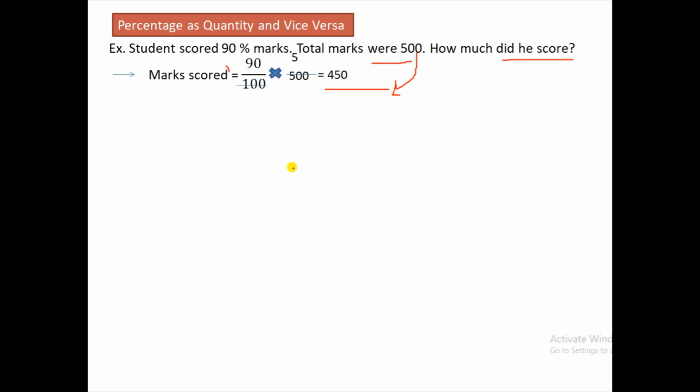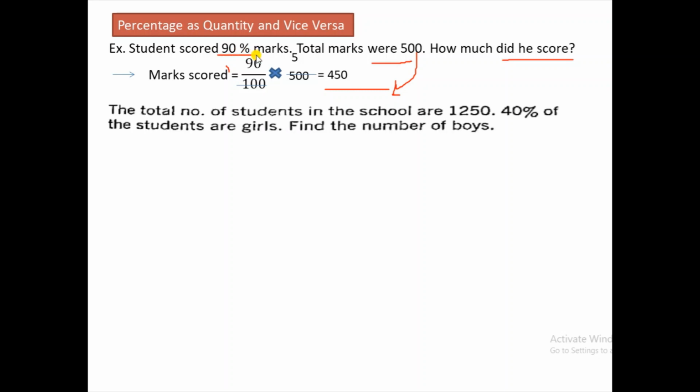So this is going to be absolute marks, and this 90% was a percentile mark. Now one more example we can see. Total number of students in the school are 1250, and 40% students are girls. Find the number of boys.